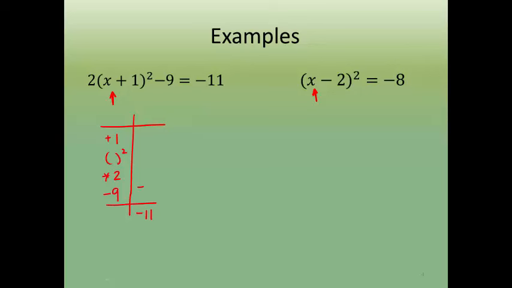In the reverse, we will add 9, divide by 2, take the square root, don't forget your plus or minus, and then last we will subtract 1. So I will do the exact same things. I'm going to add 9, so negative 11 plus 9 gives me negative 2. If I divide that negative 2 by a positive 2, I get negative 1. If I take the square root, positive and negative, of negative 1, I get plus or minus i.